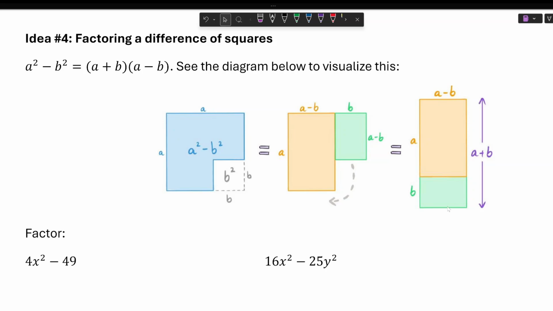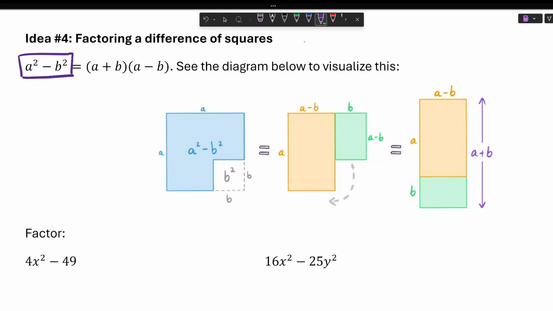Right, our next idea is what happens when you have a difference of squares, a squared minus b squared. This is an important enough factorization that you should have it memorized. This is always going to be a plus b times a minus b. Now, in case you've forgotten how this works, here's a picture for you.